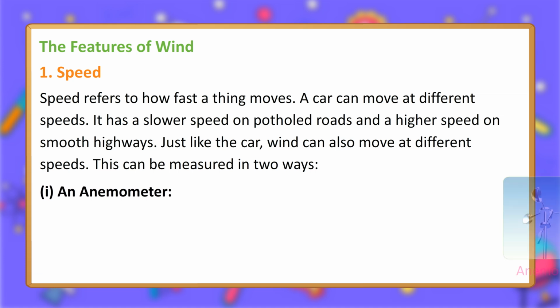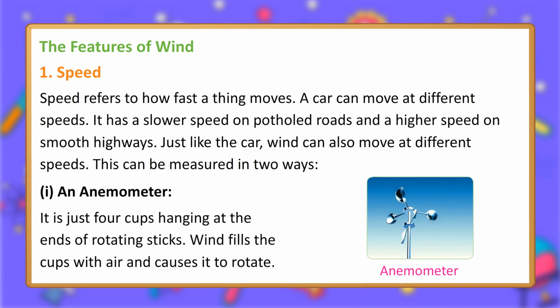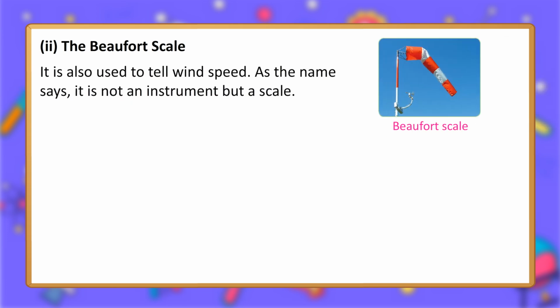An anemometer. It is just 4 cups hanging at the ends of rotating sticks. Wind fills the cups with air and causes it to rotate. Anemometer. 2. The Beaufort scale. It is also used to tell wind speed. As the name says, it is not an instrument but a scale.